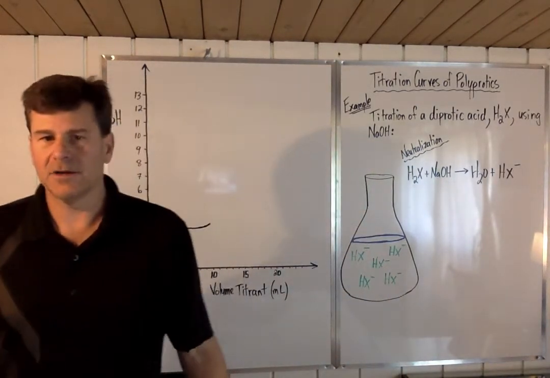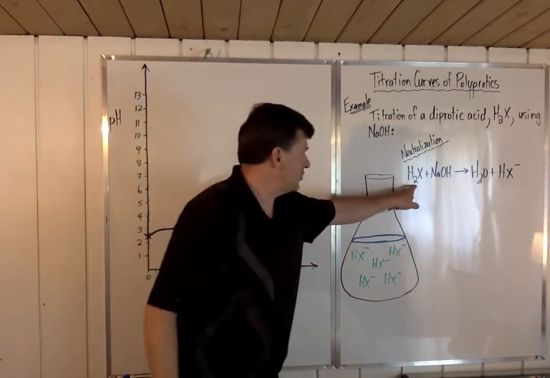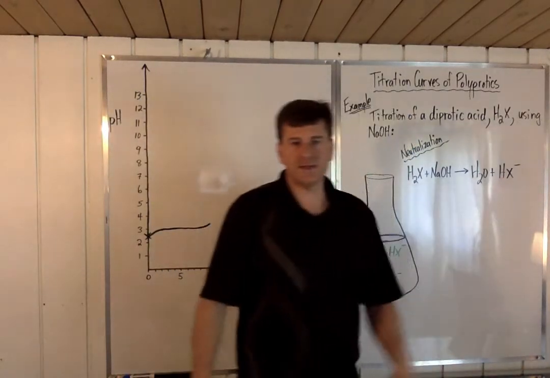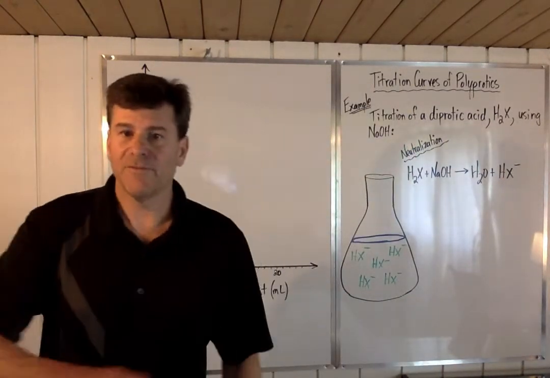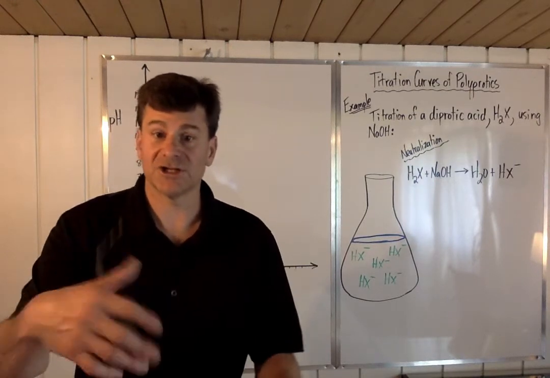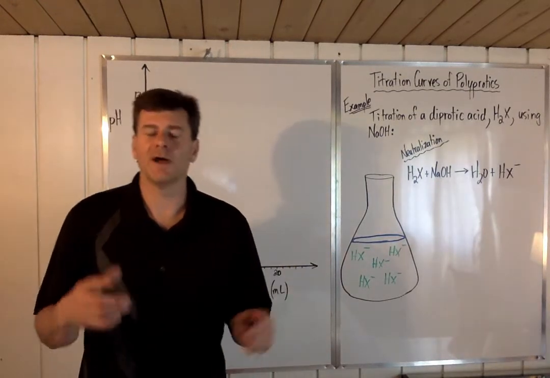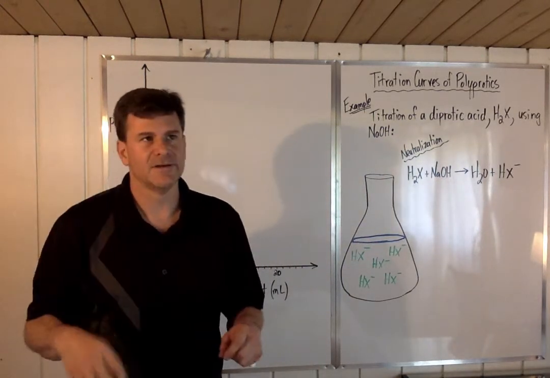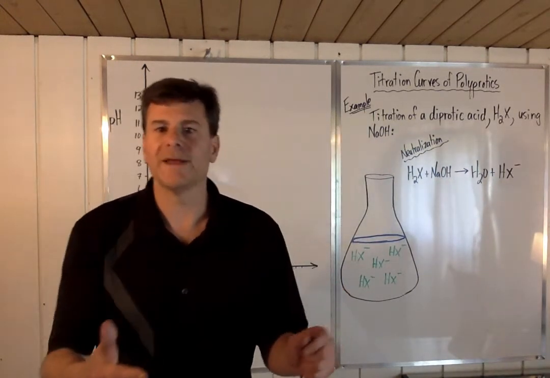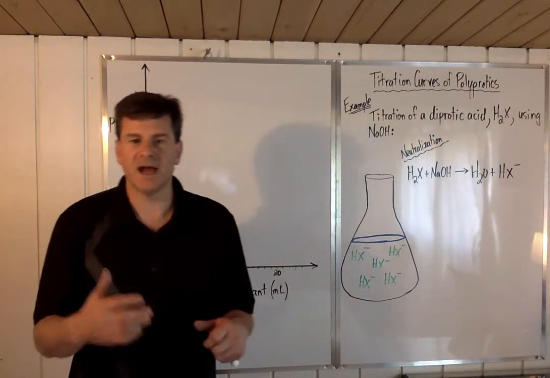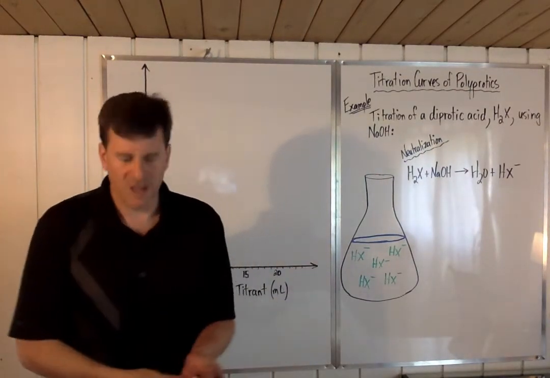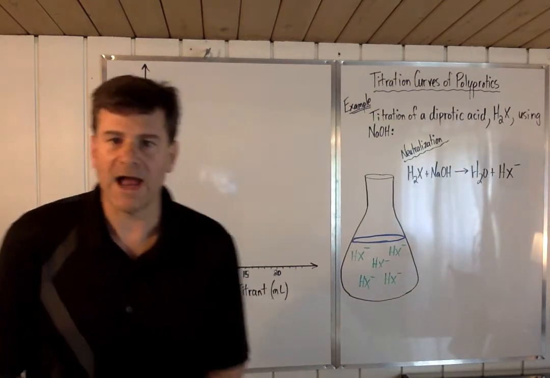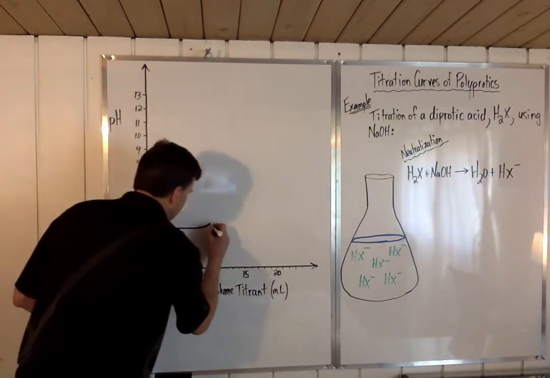And so what I've now done is I've taken all of the H2X and turned it all into HX minus before any of the HX minuses were actually touched. Again, I'm simplifying it to keep this nice and very compartmentalized. The HX minuses are now all floating around. But what you're going to see on the graph is a little steep section.